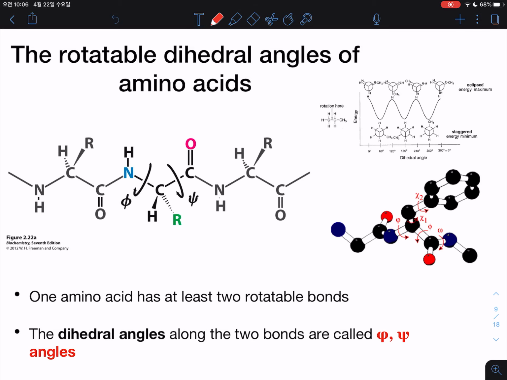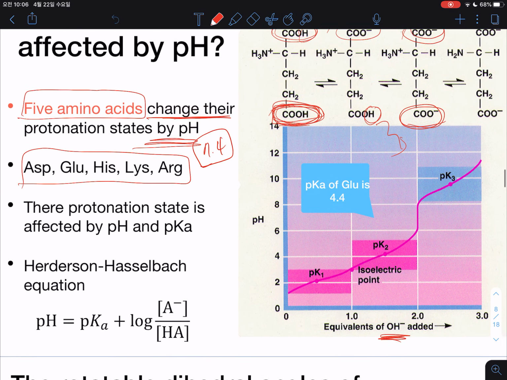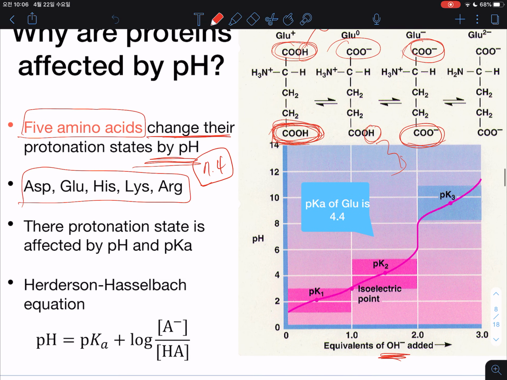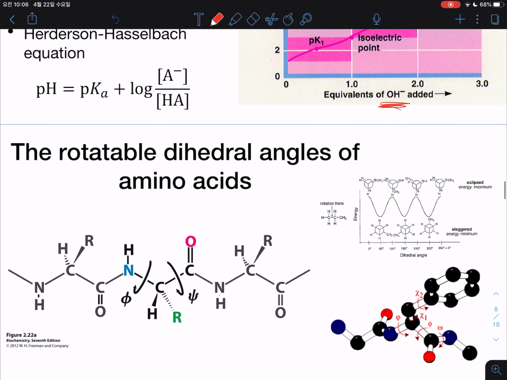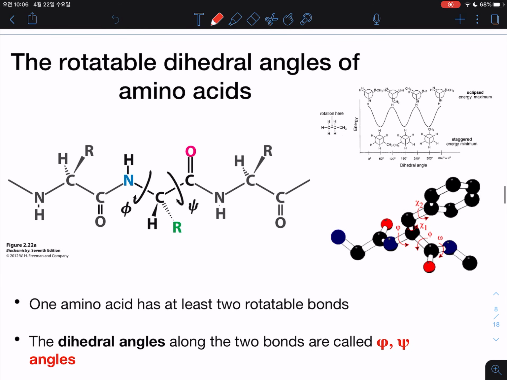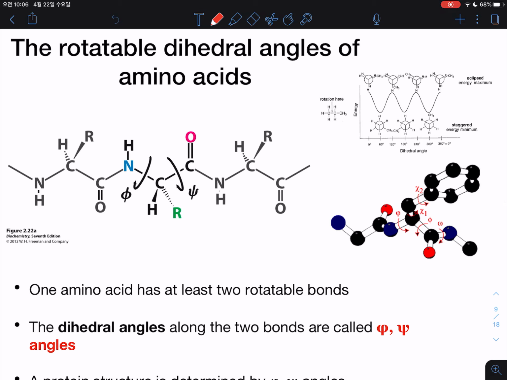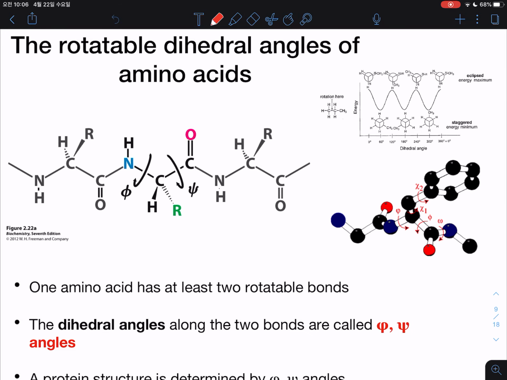So far, we looked at why protein structures and dynamics are affected by pH. Let's take a look at the protein structures a little further. As you mentioned, the amino acids are connected through peptide bonds.